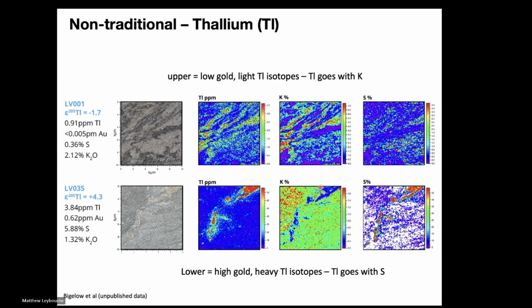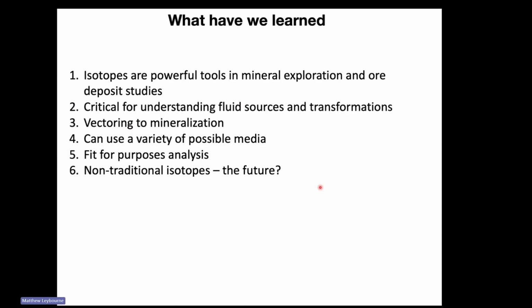Okay, so what have we learned? I think we've learned that isotopes can be powerful tools in mineral exploration and ore deposit studies. Isotopes are critical for understanding fluid sources and transformations as we go from different reservoirs. We can use isotopes to vector to mineralization. We can use a variety of possible media, waters, rocks. We didn't talk about it, but we could use plants. We can use individual minerals and so forth.